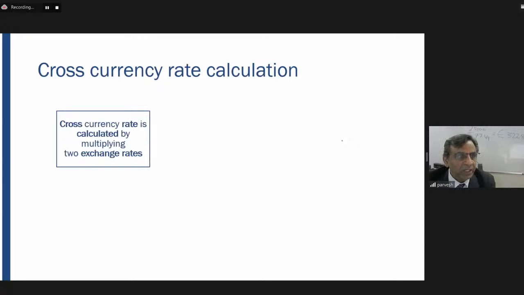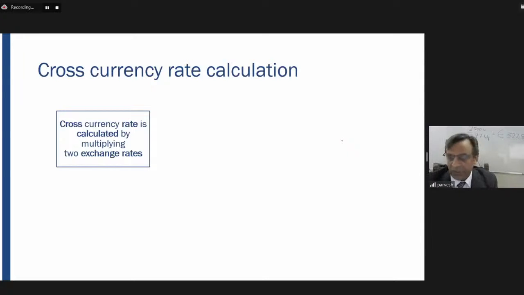Currency cross rate is calculated by multiplying the two exchanges. Okay. So how do we arrive at a cross rate? It is by multiplying two exchanges. Now we are learning what cross rates are. So how do we calculate a cross rate?